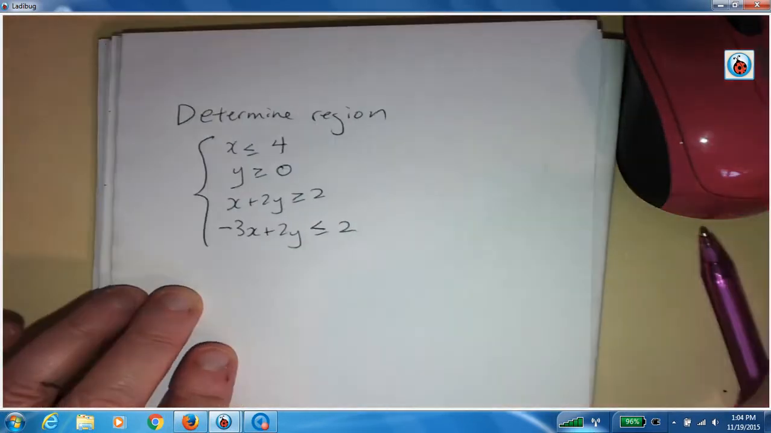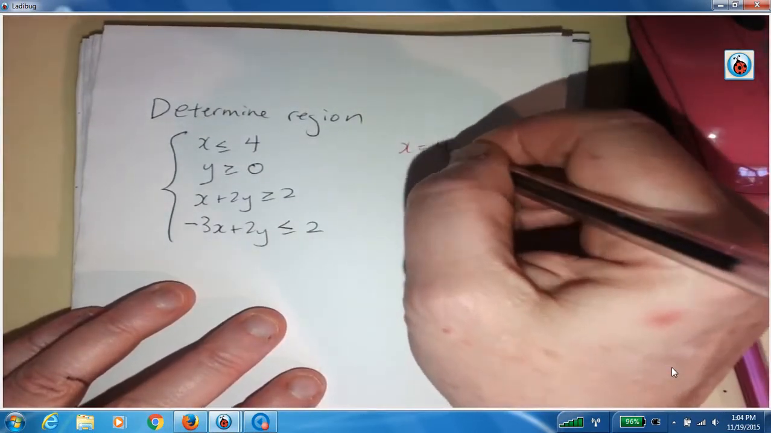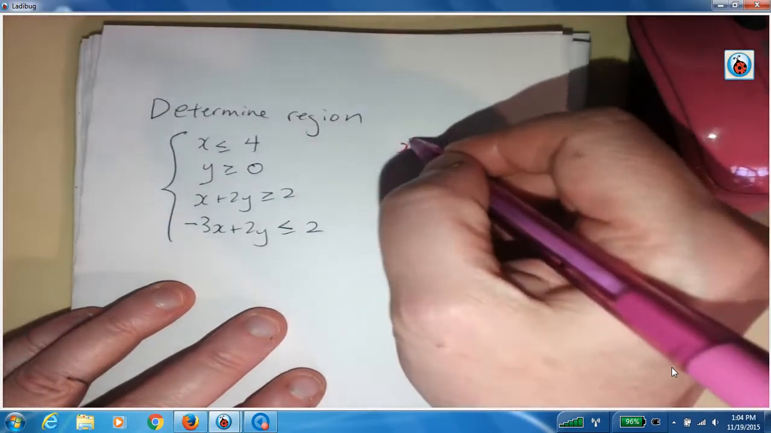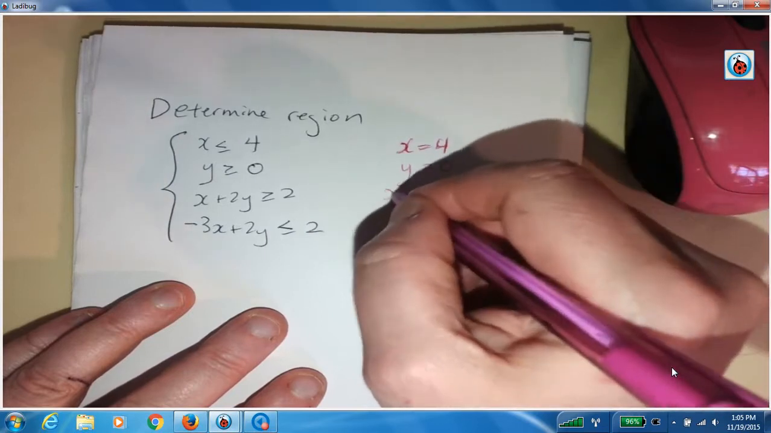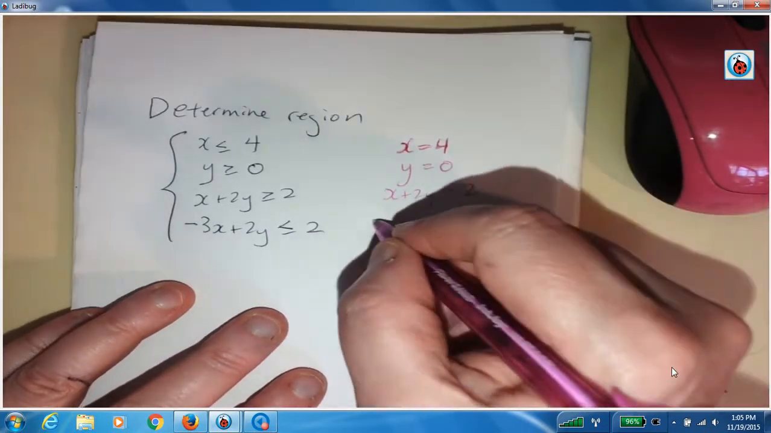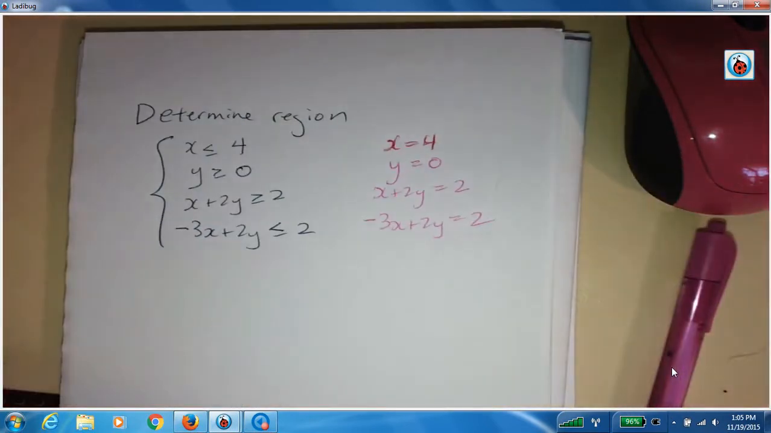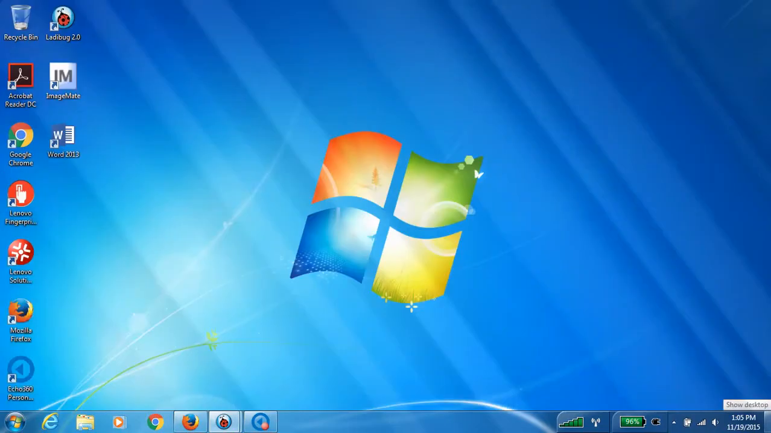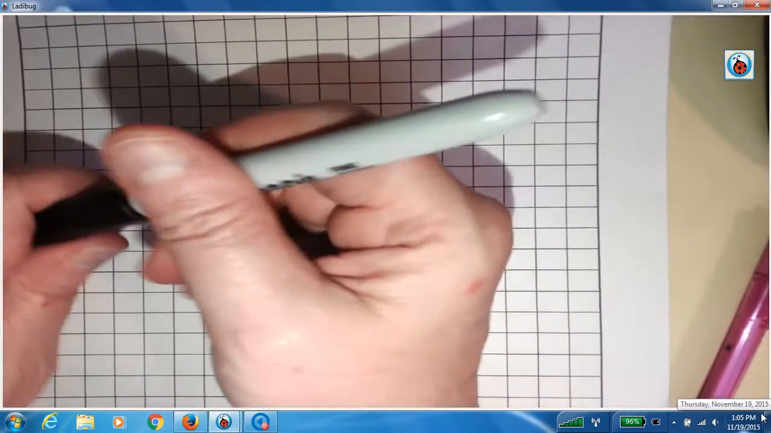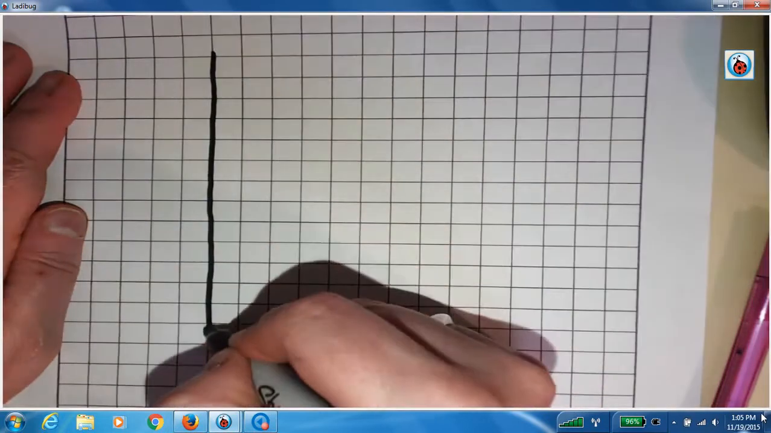Okay, so what we want to see is we want to recognize what these are when we have equal signs. So they're all going to be a line of some sort. Okay, so let me get a sheet of graph paper. I'll get my axes.